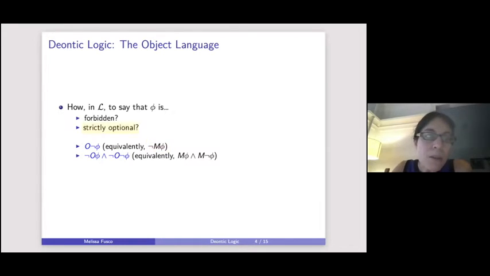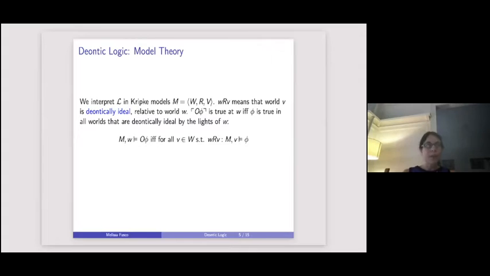Likewise, if phi is strictly optional, you might say, well, it's not the case that you ought to phi, and it's also not the case that you ought not phi, or that you ought to refrain from phi. Equivalently, again given duality, that's just the conjunction may phi and may not phi. So again, test your intuition, see if that seems right. It's widely accepted that to say that phi is forbidden is to say that you ought not phi, where the ought is taken in this particular sense, and forbidden is taken in that same sense, if you will, the deontic sense. All right, so to interpret the language again, everything's still standard here.